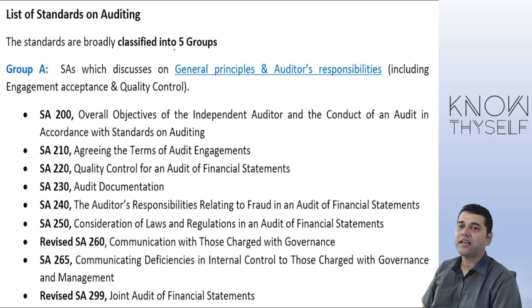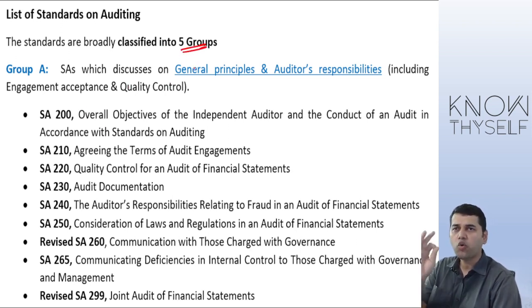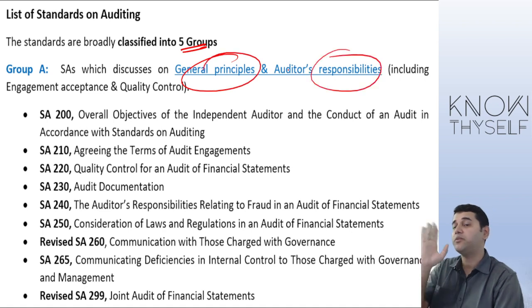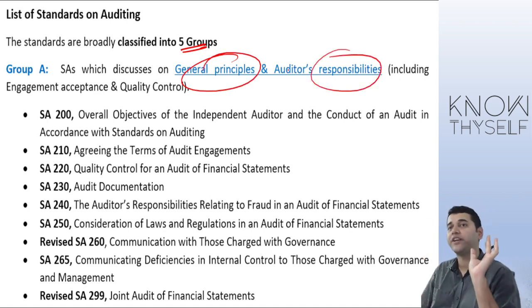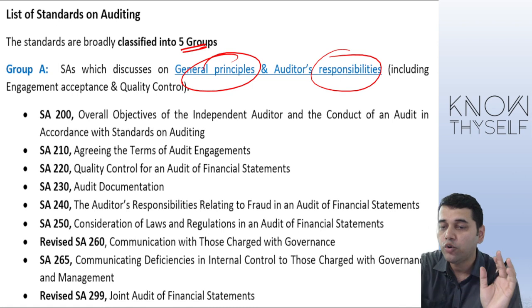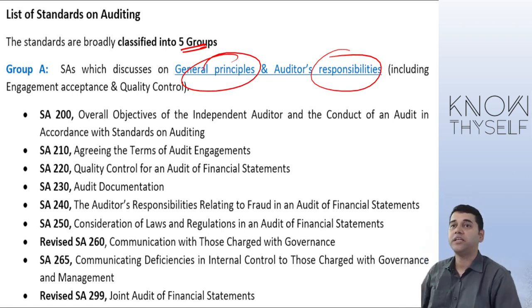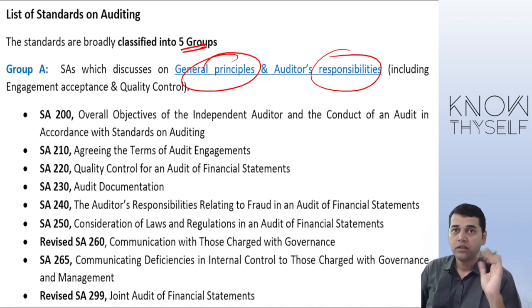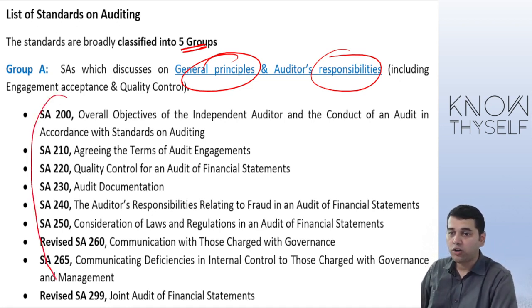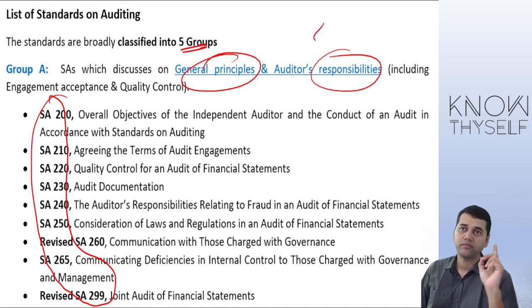Now, the standards are classified into 5 groups. First of all, the 200 series. They talk only about the general principles and responsibilities of the auditor. They will not tell you how to do the audit. They will tell you what your responsibility is in case of fraud, in case of law, in case of joint audit. So the first set, the entire 200 series, talks only about the responsibilities of the auditor. Followed?